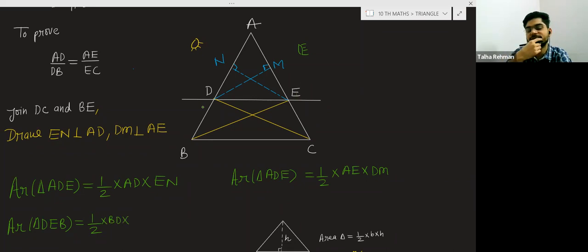What is height? What is height, Azaan? A line which is perpendicular to DB will be the height. So when you extend this BD, this will be the perpendicular to base, EN.